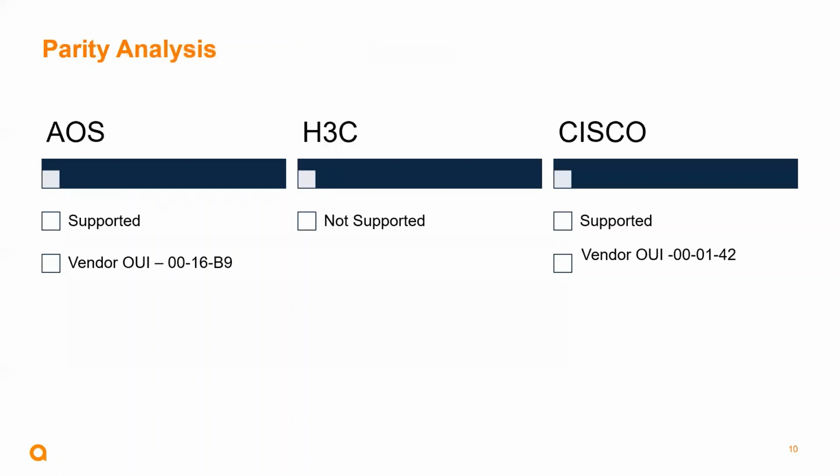Let's see the parity analysis. These vendor-specific OUIs are not only available in our AOS-CX switches; the AOS switches were already supporting this vendor-specific TLV. It will have this vendor OUI as 0016B9. This OUI is specific to the AOS switches. And H3C switches were not supporting any vendor-specific TLVs. It was using only IEEE TLVs. And the Cisco switch was also supporting the vendor-specific TLV. For the Cisco switch, the vendor-specific OUI will be 00, 01, and 42.